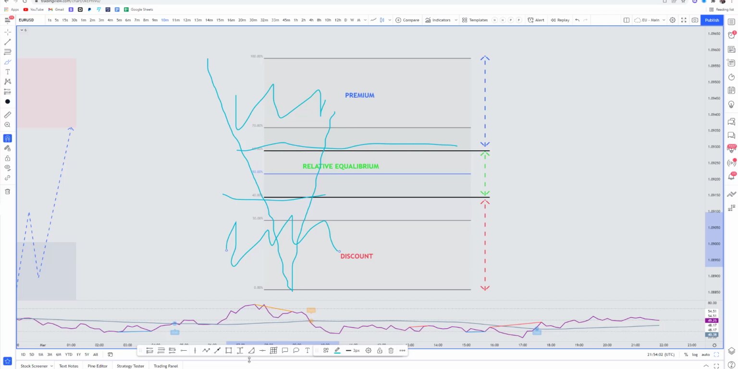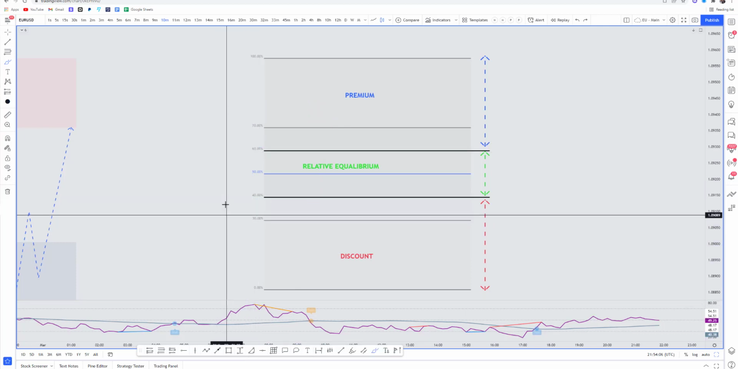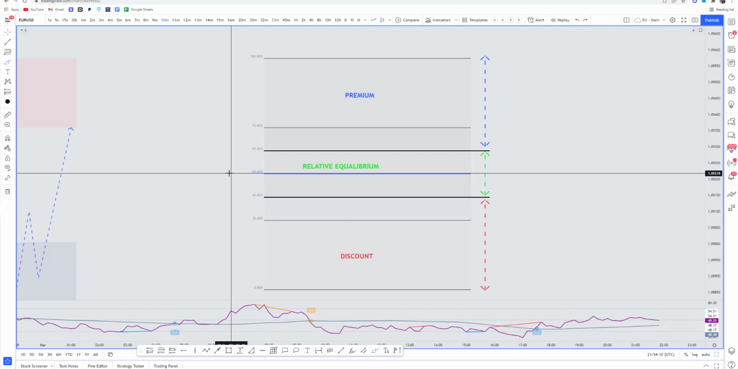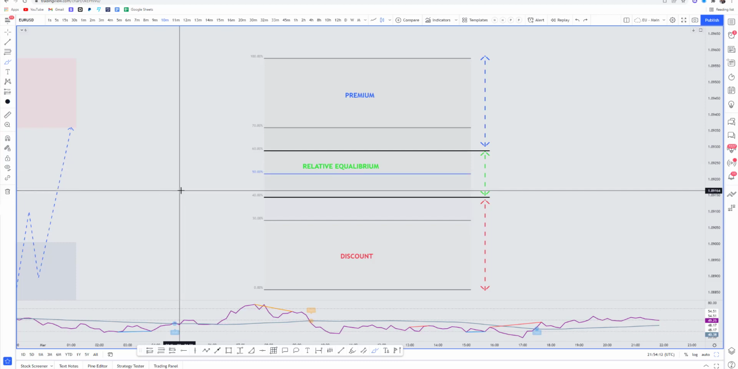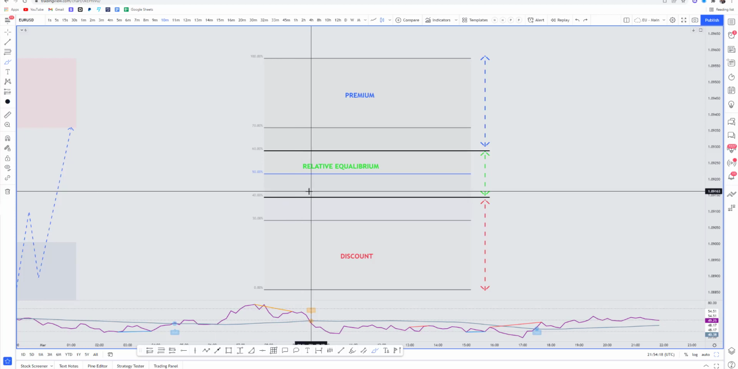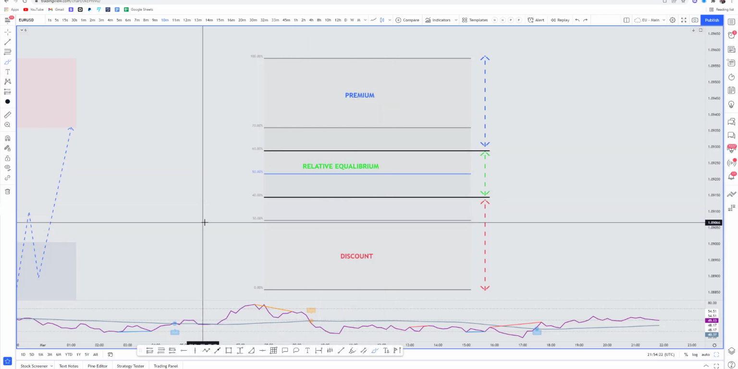Or to buy, sorry. And anything between 40 to 60 is relative equilibrium, meaning that you're not really getting a good deal. You're not overpaying. You're basically paying an average price. So it's harder to make money on things you buy in the relative equilibrium territory.